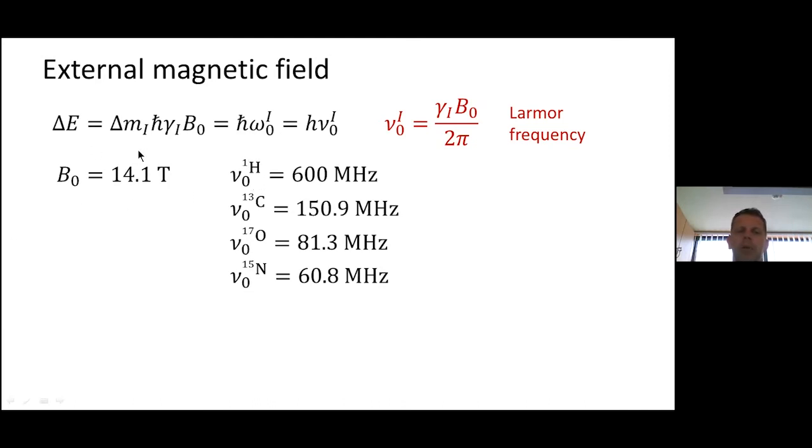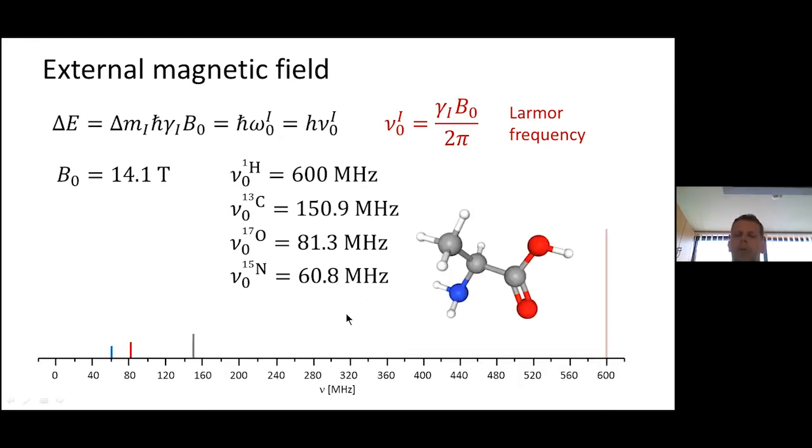In our spectrometer, we generate a magnetic field of 14.1 Tesla. So protons in our magnet have a Larmor frequency of 600 megahertz. Carbons have 4 times lower Larmor frequency. Nitrogen 15 has 10 times lower frequency, and so on. Now, if this was the only contribution, so if we only detected the external magnetic field with our nuclei in a molecule or a crystal, then NMR would be rather useless, right?